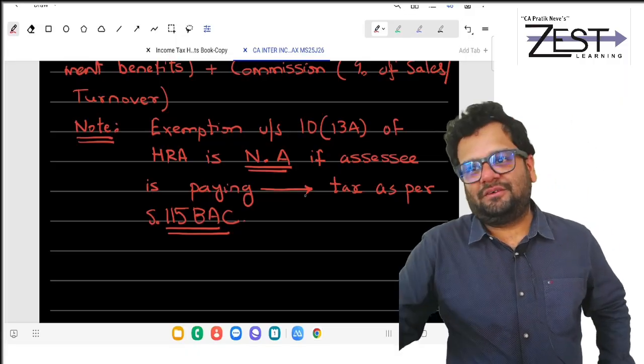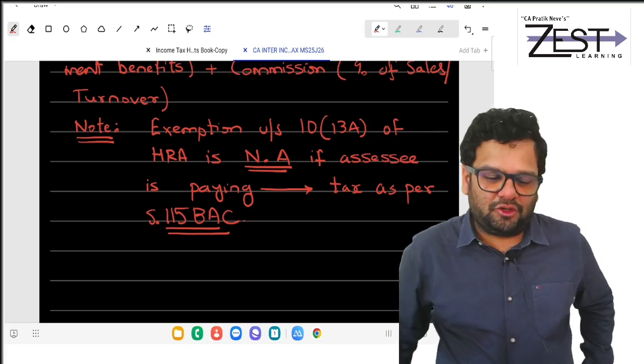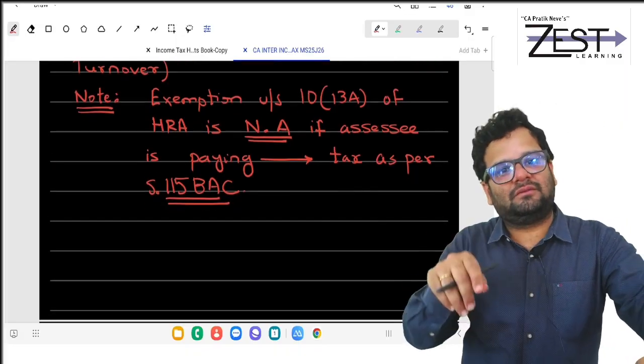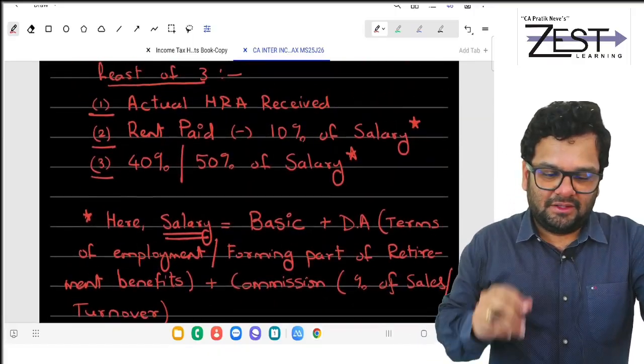Because it is the default, no? So there is no need to select this. By default, you are in 115BAC. So in short, it is applicable only if you are opting out. Okay, fine. This is HRA.